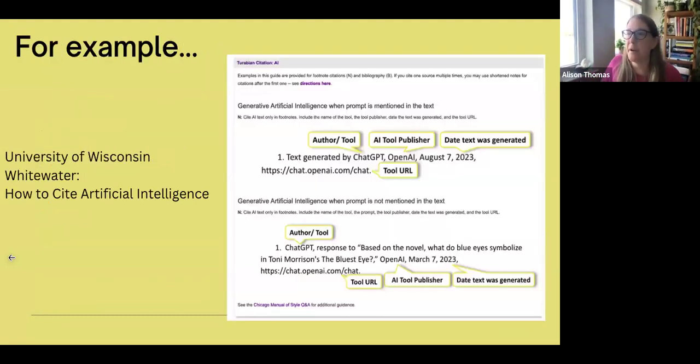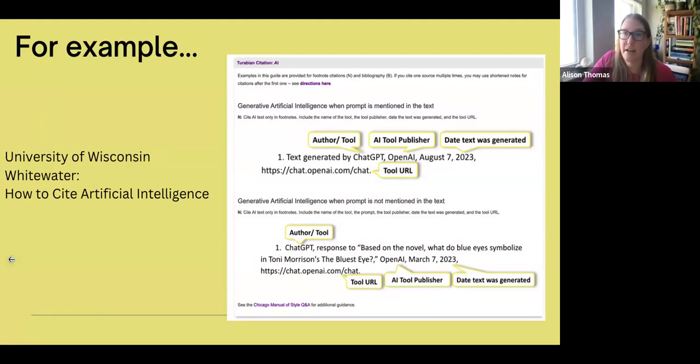Just to show you an example, I actually think University of Wisconsin-Whitewater's LibGuide has a little, I think students find it helpful to look at diagrams that point out which pieces of a citation are doing what. And so I think they do a good job giving a little bit of anatomy of citation when it comes to generative AI. This example is in Turabian style.